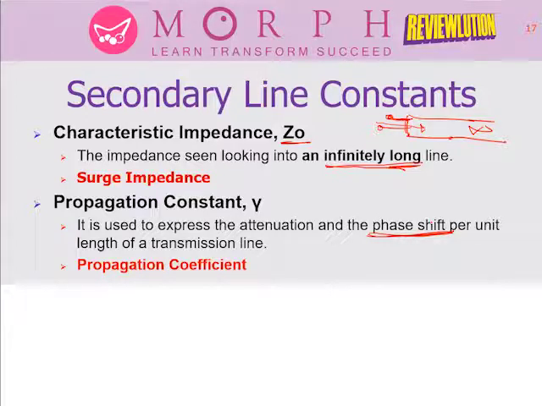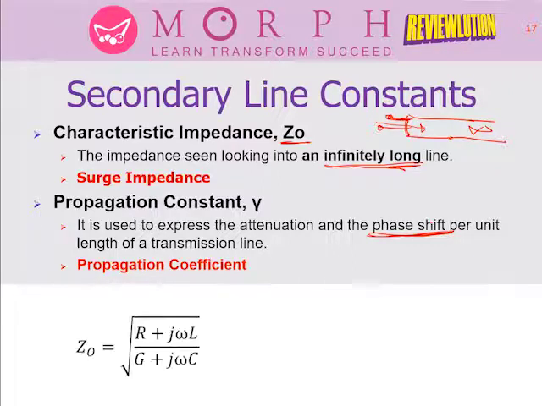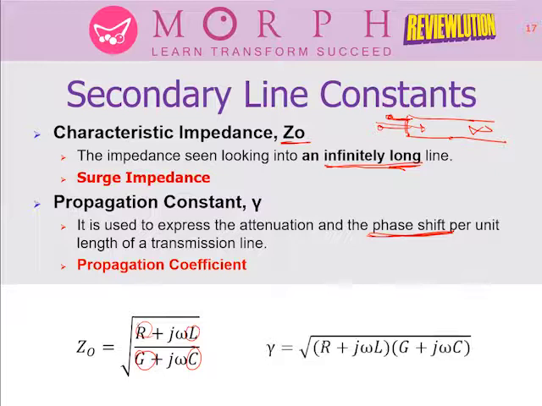Now to compare the equations for the characteristic impedance and the propagation constant, here we have the main equation for the characteristic impedance: Z0 equals the square root of (R plus j omega L) divided by (G plus j omega C). You see, these are primary constants. Then for the propagation constant, we multiply instead: gamma equals the square root of (R plus j omega L) times (G plus j omega C). So that is the difference between Z0 and the propagation constant.